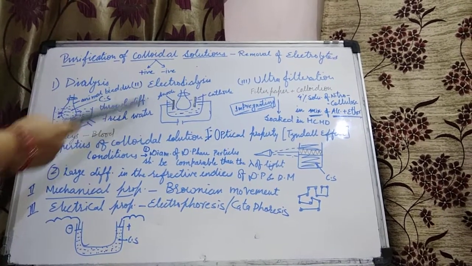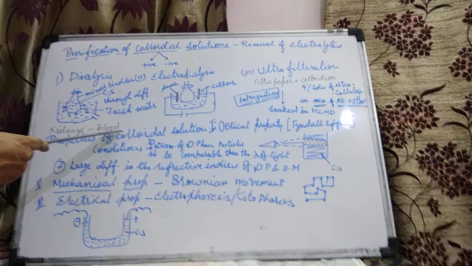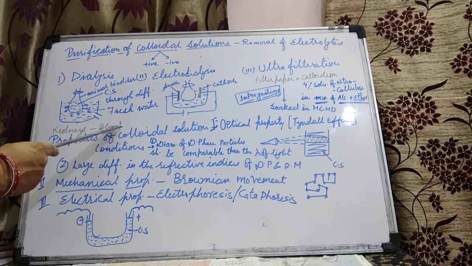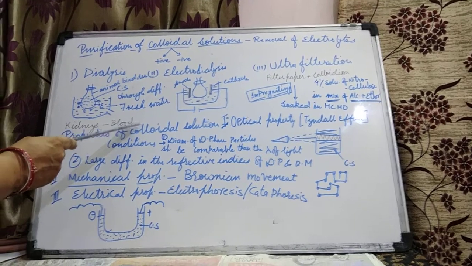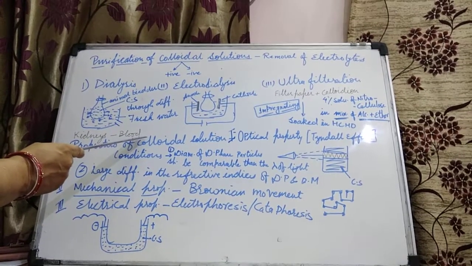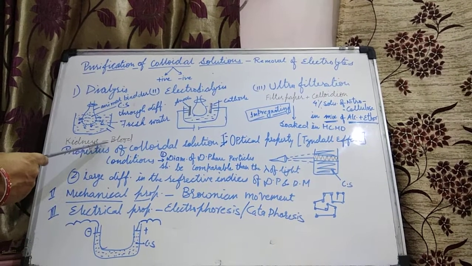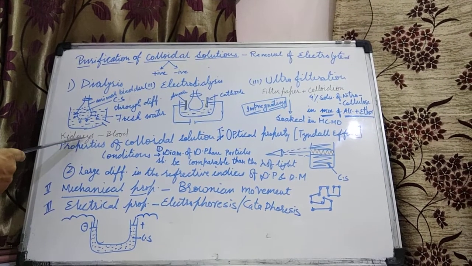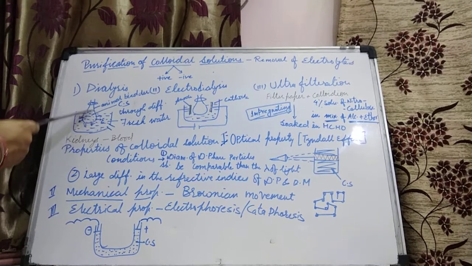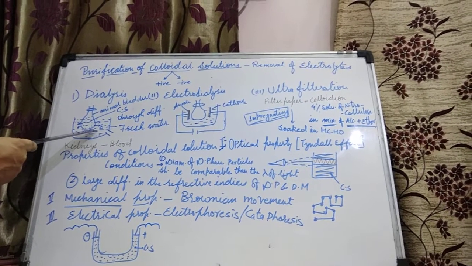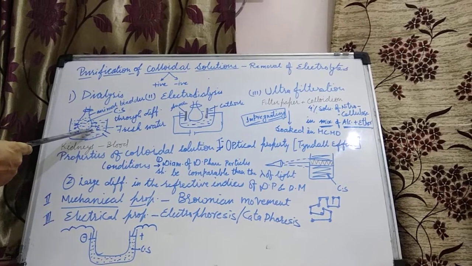Okay, students, blood is also a colloidal solution, and whatever impurities are there in the blood, whatever food we are eating, whatever waste material mixes with blood, that is filtered by the kidneys. Kidneys are doing the same process as we have done in the purification of colloidal solution.